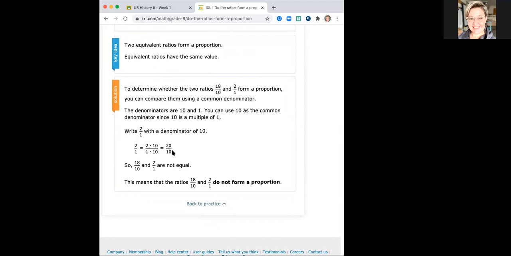The other ratio was 18 over 10. So 18 over 10 and 20 over 10 aren't the same. So we know that 18 over 10 and 2 over 1 are not the same. So they do not form a proportion. They do not have the same value. They are not equivalent ratios.